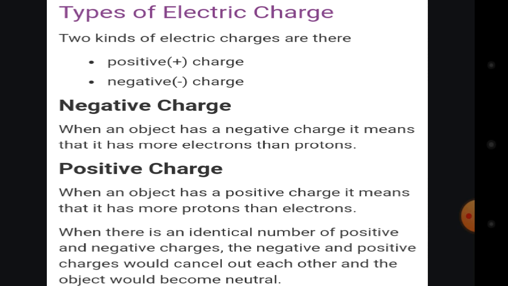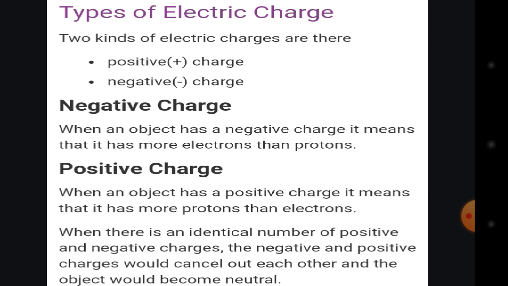And also for the positive charge, when the protons are much higher than the electrons, that means that we have a positively charged particle or object. So you see, for the negative, when the electrons are higher, and for the positive, when the protons are higher. So this is about the two types of electric charge that we have.